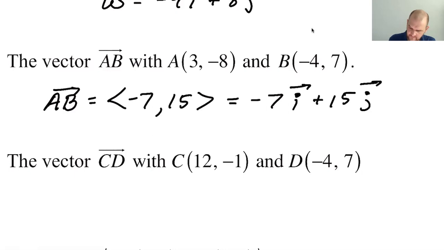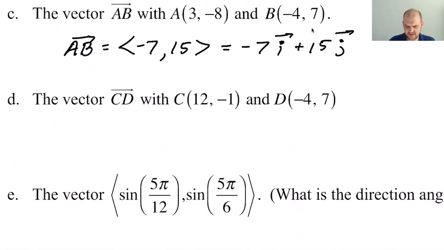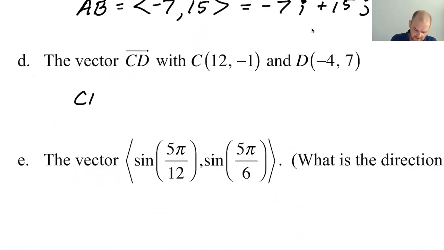I never do this, but you could, I guess, mess around with these on your calculator. You could define i and j, and then do -7i plus 15j and see what you get. I don't know why you would do that. So let's see, CD.